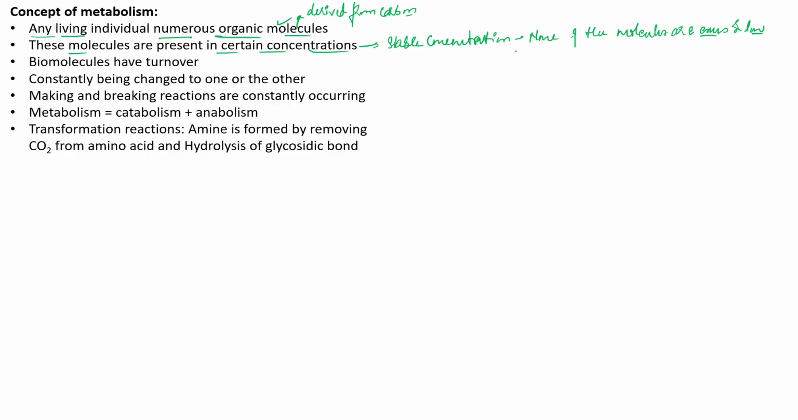And generally we can measure this concentration in a given unit called moles per cell, or we can even say moles per liter. That is what the units that we mainly use to describe the amount of the organic molecules present at one particular concentration, right? So now we observe that these molecules are actually having a turnover.